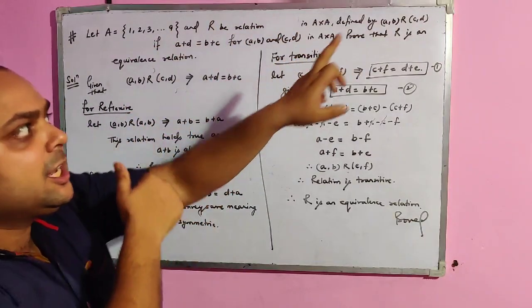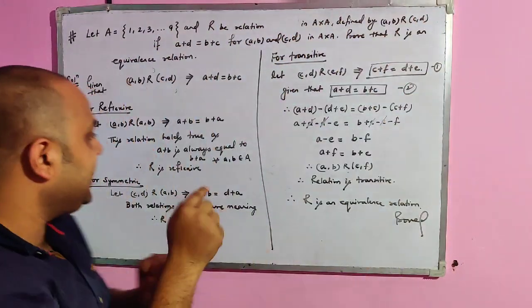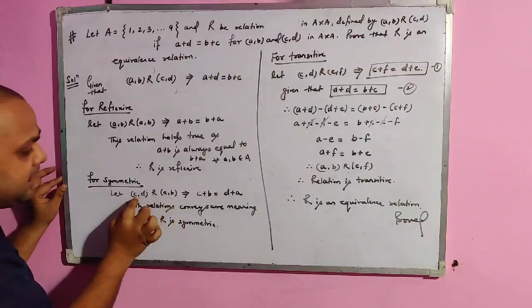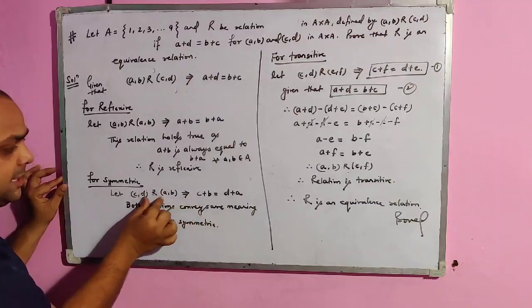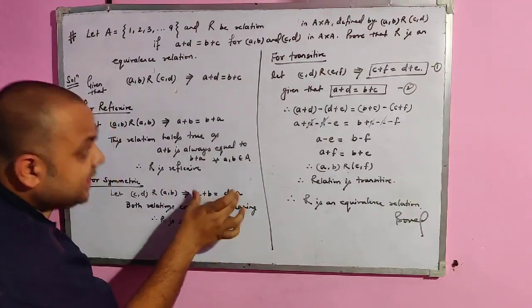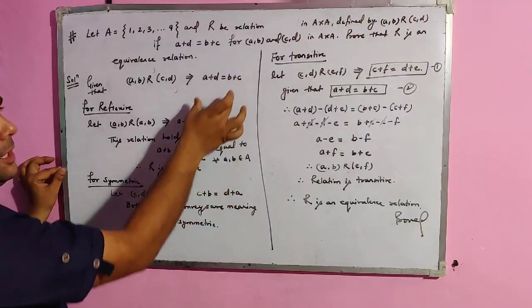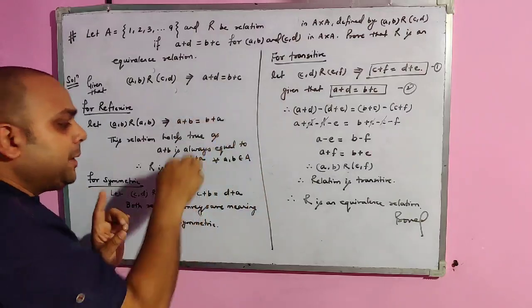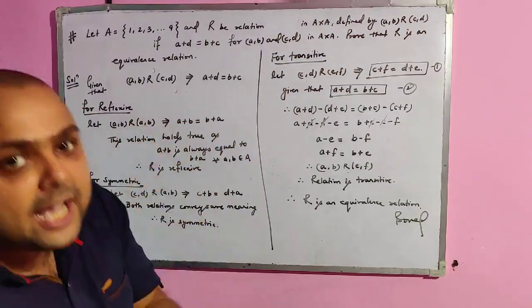Okay, now for symmetric, what we are going to do: if the relation is given between AB and CD, we will shift it. Let CD be related to AB, such that the first and the last terms, C plus B, and the middle two terms, D and A: C plus B equals D plus A. This result and the given result are the same. Just the position of the terms is shifted. The LHS becomes the RHS and the RHS becomes the LHS.